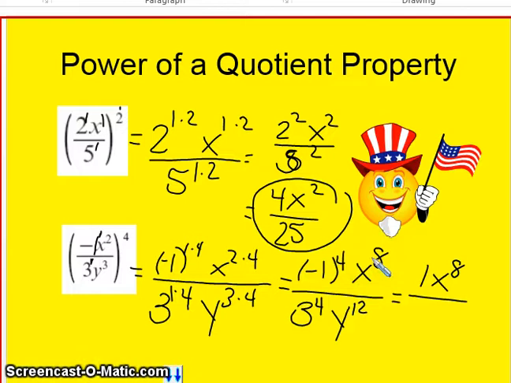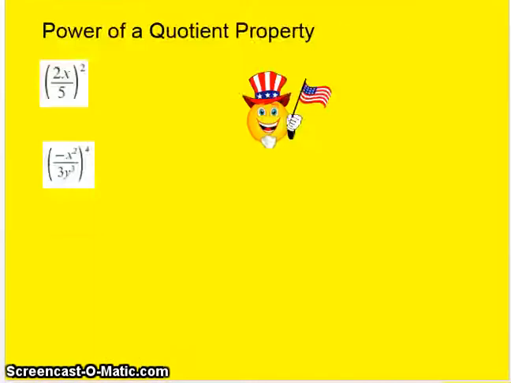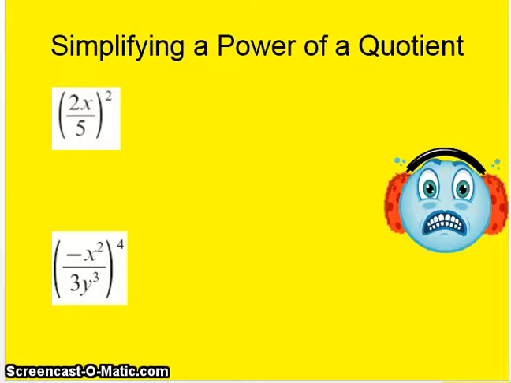So I've got 1x to the 8th power, all over 3 to the 4th power, and 3 to the 4th power is 81, and then y to the 12th. Now, since 1 over 81 doesn't reduce any, that is our solution. All right, and that is all.